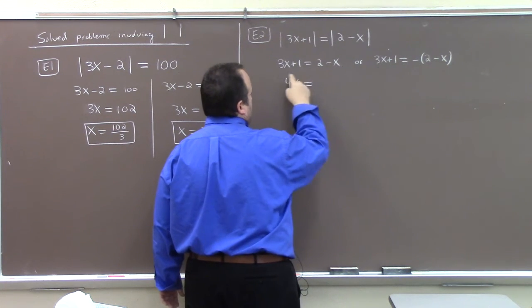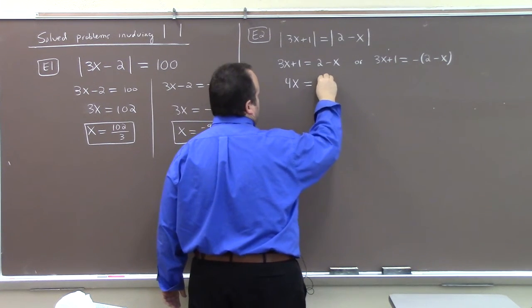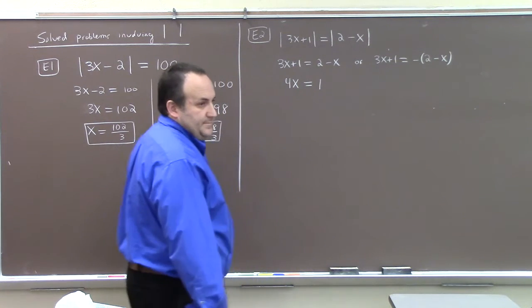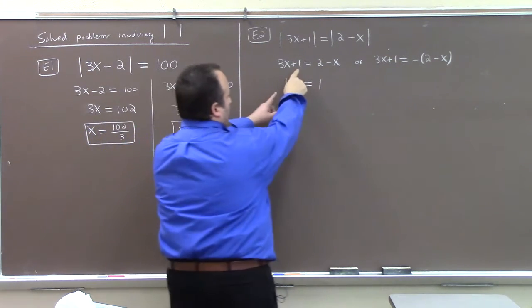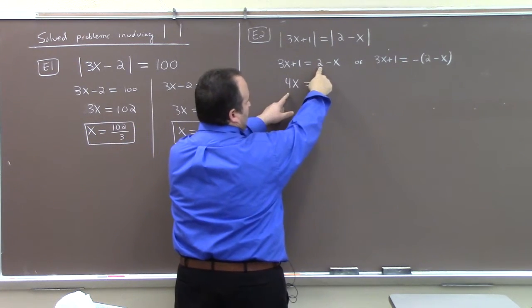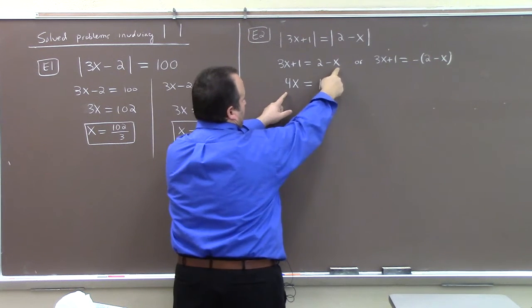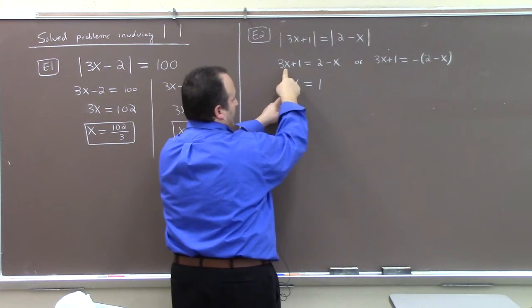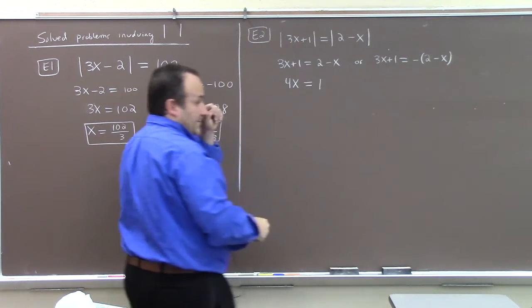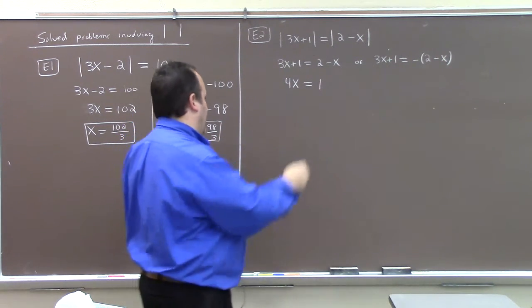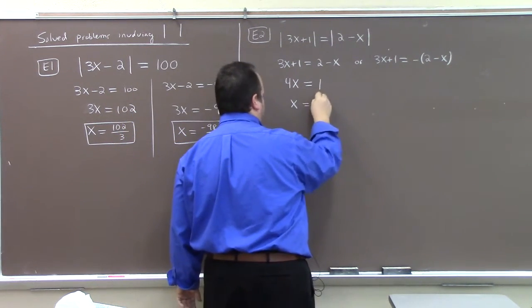So this is 4x equals 2 minus 1, which is 1, right? Subtract 1 from both sides gives me 2 minus 1, which is 1. Add x gives me 3x plus 1x, which is 4x. Right? X is equal to 1/4, yeah.